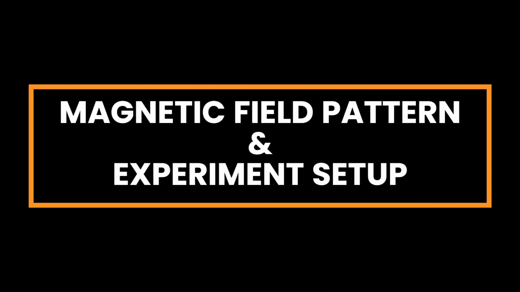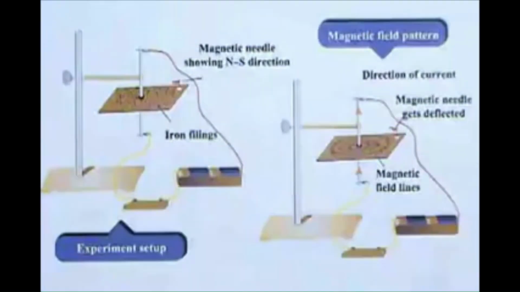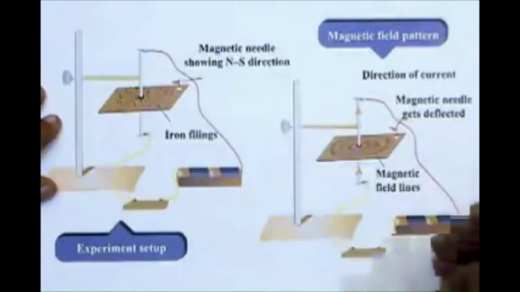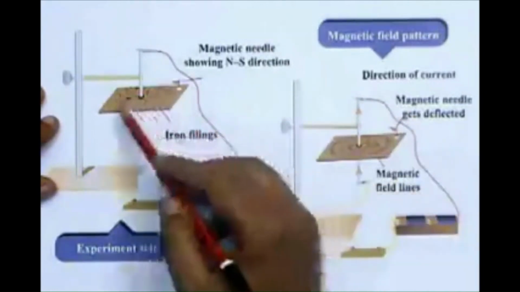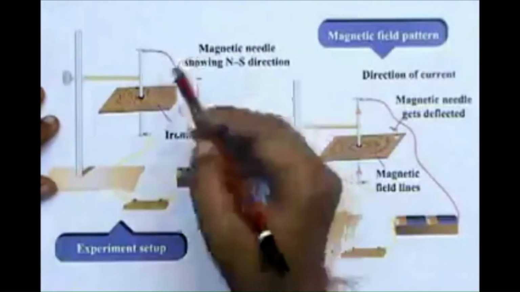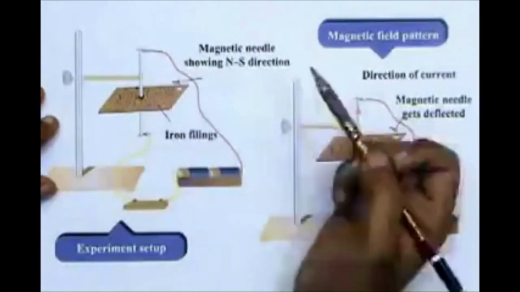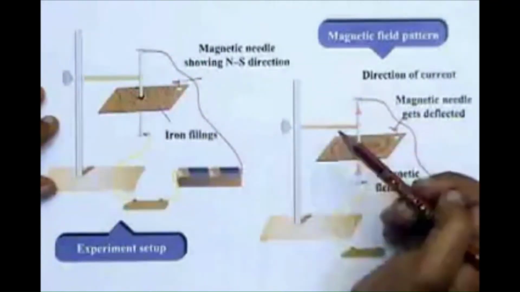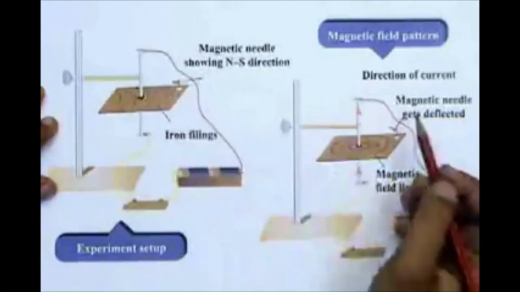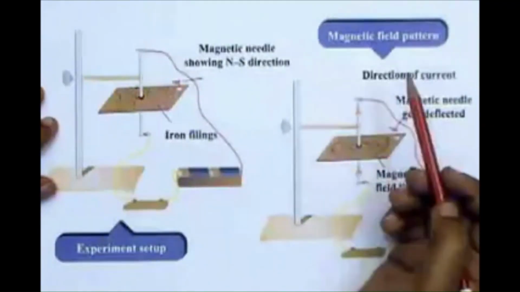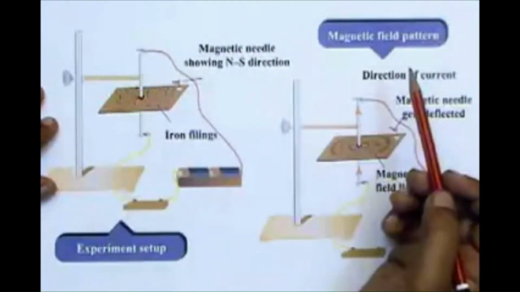Magnetic field pattern and experiment setup. Check the direction of the magnetic field line using a simple experiment. Here is the experimental setup. We have a wooden board on which a lot of iron filings are placed in an arbitrary fashion. There is a compass and an iron rod which is connected to a battery so that the current can flow through it, as if this iron bar is a straight current carrying wire.